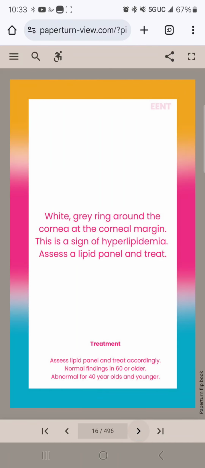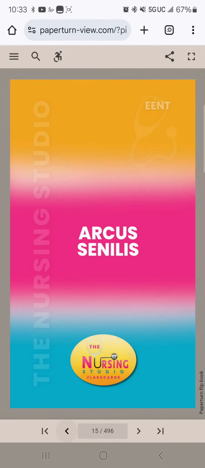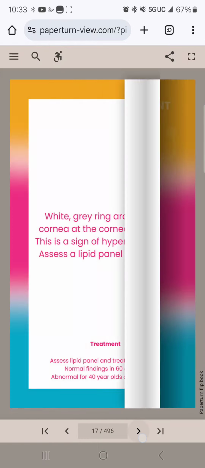All right, so a white-gray ring around the cornea at the corneal margin. This is a sign of hyperlipidemia. You want to assess a lipid panel and treat. Treatment is to assess the lipid panel and treat accordingly. It's a normal finding if they are 60 years of age or older, but it's abnormal for the 40-year-olds and older. What are we thinking about? And this is in the EENT section. Arcus senilis.